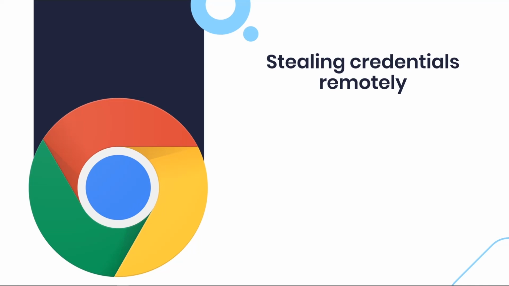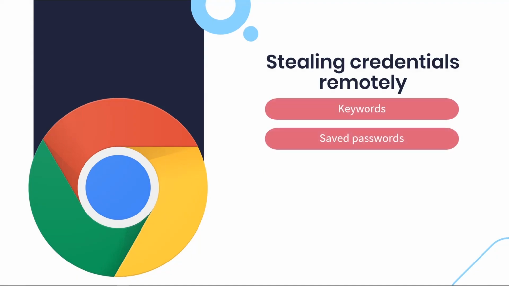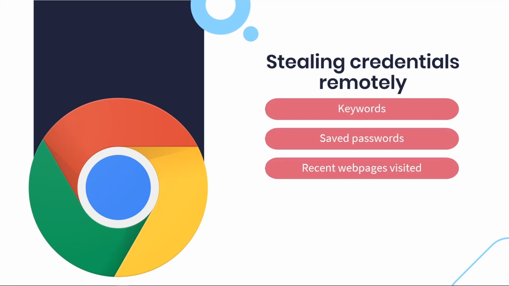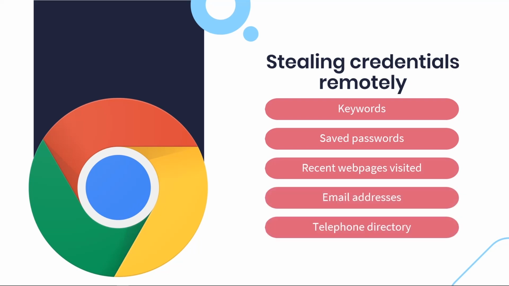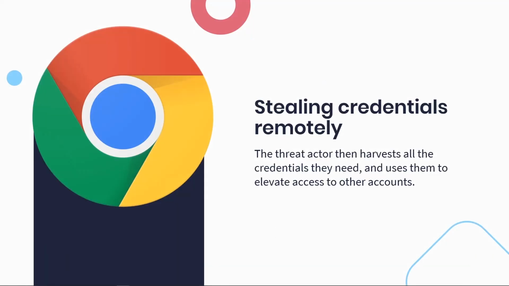So for a short period, the attacker can remotely harvest those credentials from the browser despite geographically disparate locations. The credentials could include information such as keywords, words typed while on the browser, saved passwords, passwords of web pages that were saved on the browser, recent web pages visited, email addresses, and telephone directory, for example, from the browser. Once the threat actor has successfully harvested the credentials they need, they would use these credentials to elevate their access to the other accounts harvested earlier.